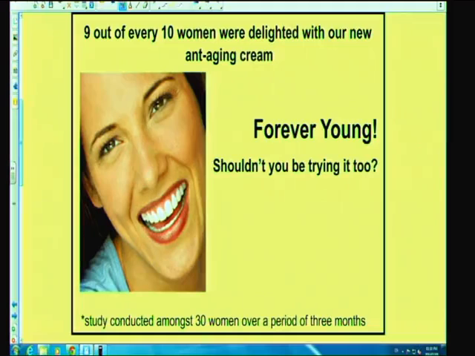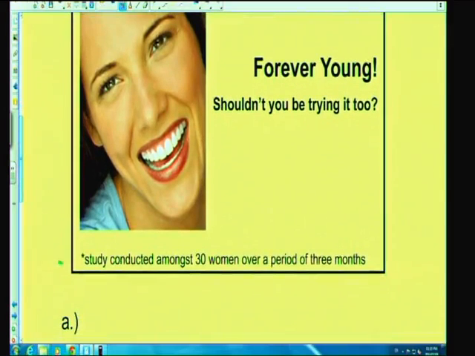It says 9 out of every 10 women, so that's my first flag, every, were delighted with the new anti-aging cream. So it's an anti-aging cream. Forever Young, shouldn't you be trying it too? So it looks quite good, the woman looks quite good, but really I'm worrying because it said every 10 women. It worries me that. And then it says at the very bottom here, it's a disclaimer.